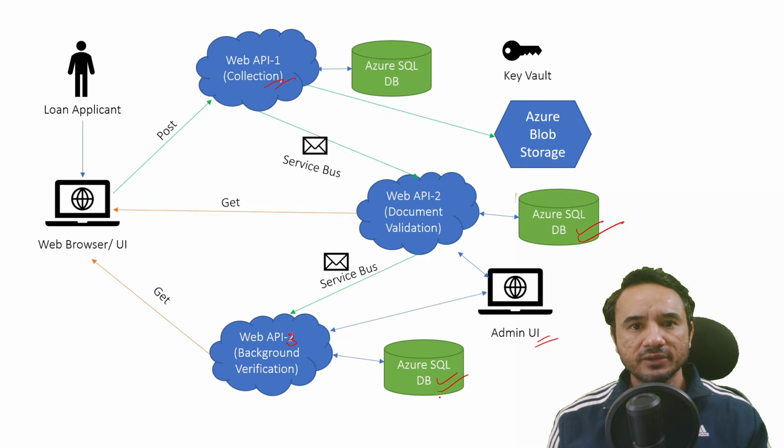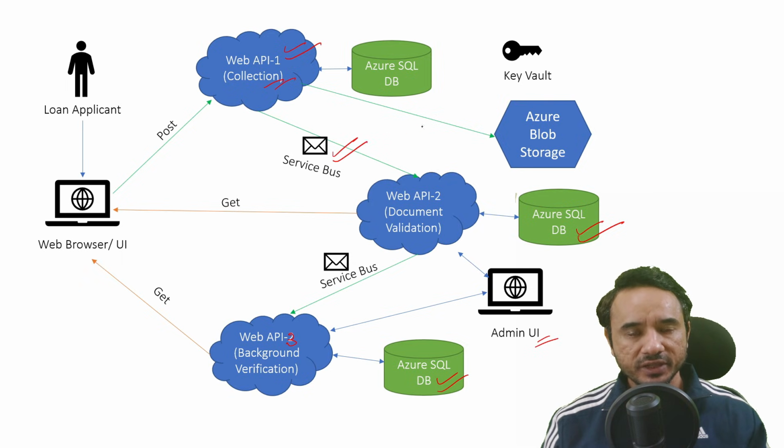Finally, let's quickly revise the things which we have used until now. We have used web APIs as app services. Then we used Service Bus, which helps in communication between the web APIs. Then Key Vault, which will store secret information like the connection string of the database. Then Blob Storage, which will store the images. Then Azure SQL, which will store the data.